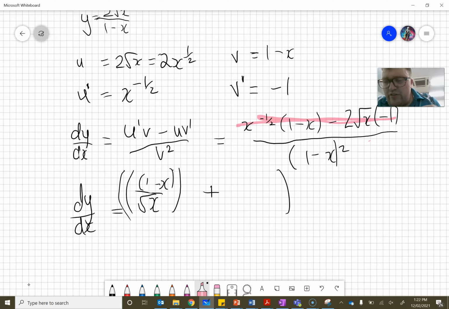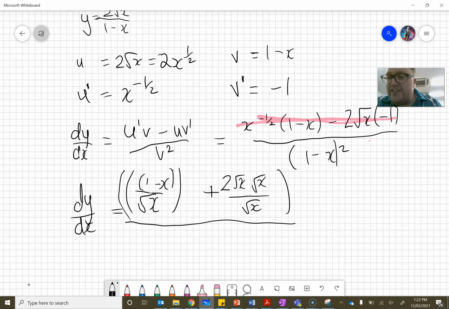So if I want 2 root x to be on root x, I multiply it by root x on root x. So I'm going to have 2 root x times by root x on root x. Technically, I'm just multiplying it by 1. I'm not changing its value, but I'm getting it on that same denominator so I can work with it. And on the bottom line, I'm not going to expand it out. I'm just going to leave it as 1 take x squared.